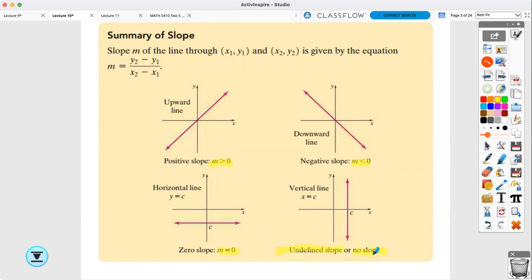So I'm going to go ahead and give you guys about 4 minutes on this slide to copy the summary of each of the behaviors. It's very important that you're able to look at a line on your own and say, oh, that's a positive slope. Oh, that's going to be a negative slope. Oh, that's a zero slope. And so forth. Okay, so I'll give you some time to copy these down.